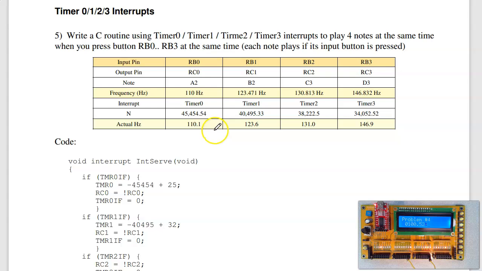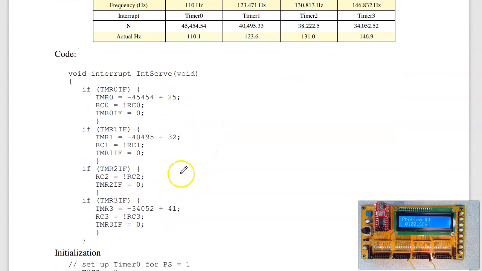To implement that, I'll have 4 interrupts running. So here's the interrupt service routine. Timer 0 interrupts every 45,000 clocks. This is just kind of a fudge factor. How many clocks does it take to get to this line of code during an interrupt? Timer 1 is 40,495 plus a fudge factor. Timer 2 is just timer 2. Timer 3, get a fudge factor. These I found by trial and error. As you go further down the code, it takes more clocks to get to that line of code, so these numbers get bigger.